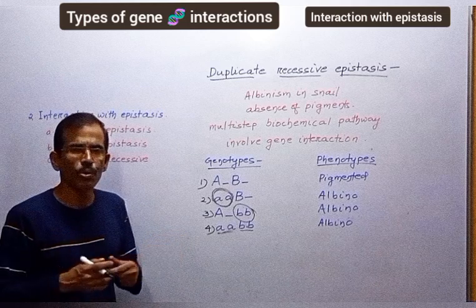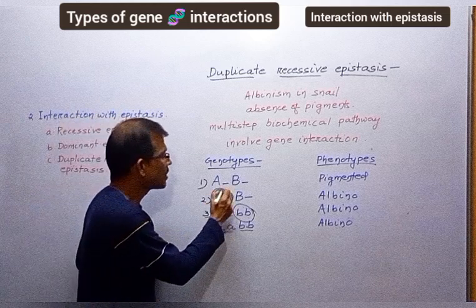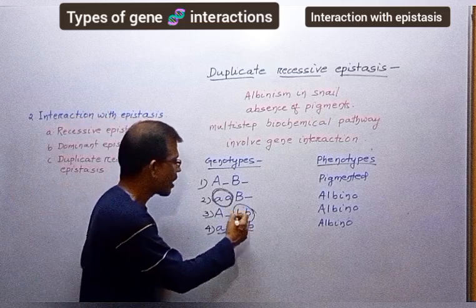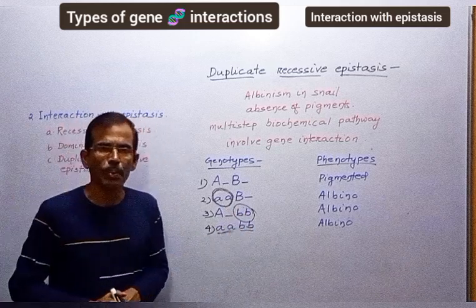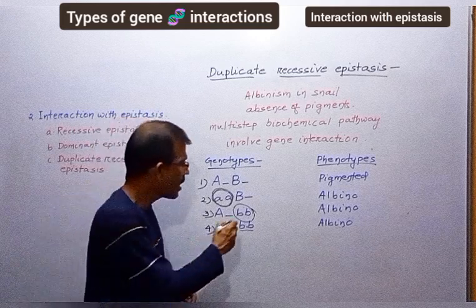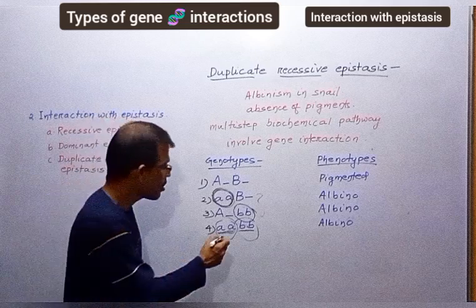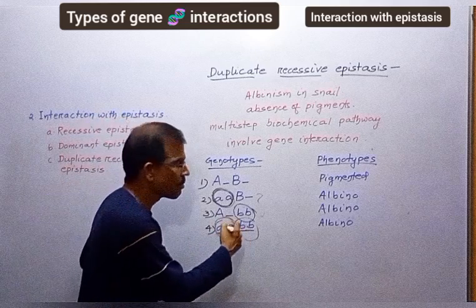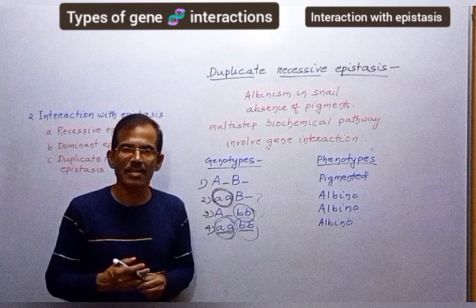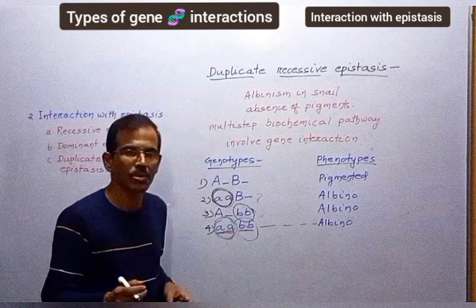Presence of two recessive alleles at the first locus of second genotype and at the second locus of third genotype suppresses the expression of phenotype and snails become albino. In the last genotype, both loci have only recessive alleles. This leads to the absence of pigments. As a result, albino snails are produced.